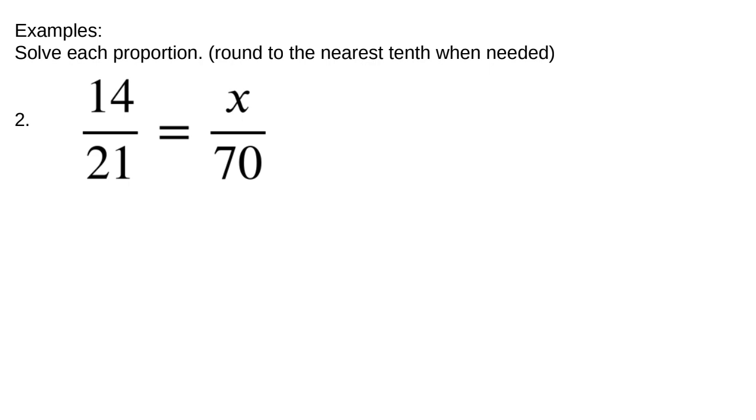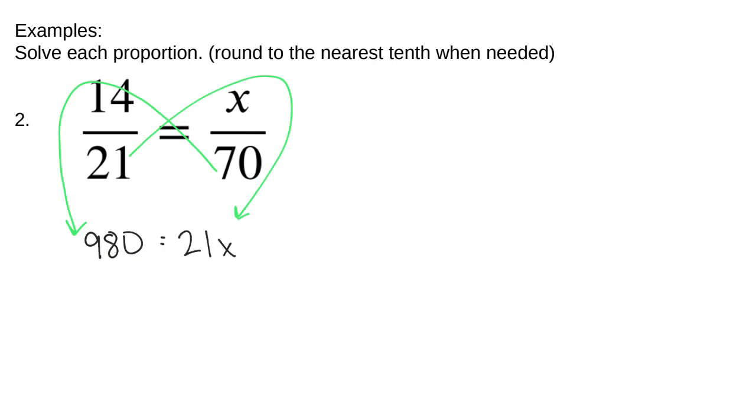In example 2, we are asked to solve the proportion rounding to the nearest tenth. The first thing we're going to do to solve this proportion is cross multiply, because if two ratios are equal, their cross products are equal. So we're going to take the 70 and cross it over with 14 and multiply those two numbers. 70 times 14 is 980. And then we're going to take 21, cross it over, and multiply it with x, which would make just 21x.